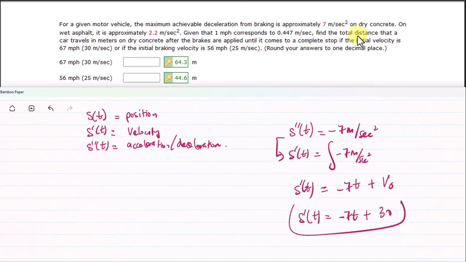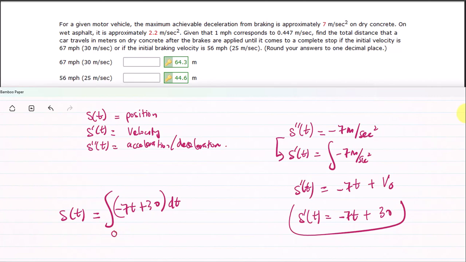Now I want to find the total distance, which is s of t, and s of t is just another integral of the velocity. So I'm taking the integral of s prime of t, the velocity, which is the integral of minus 7t plus 30 dt. And I want that to come to a complete stop, so we will go from 0.